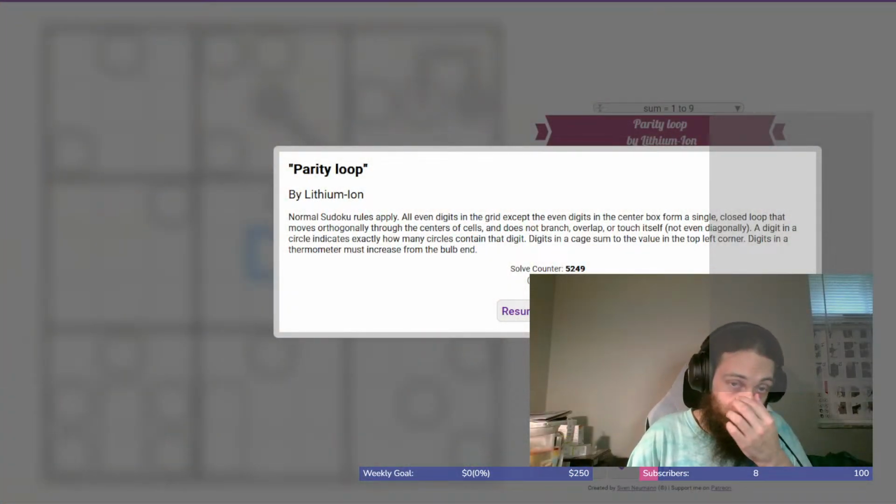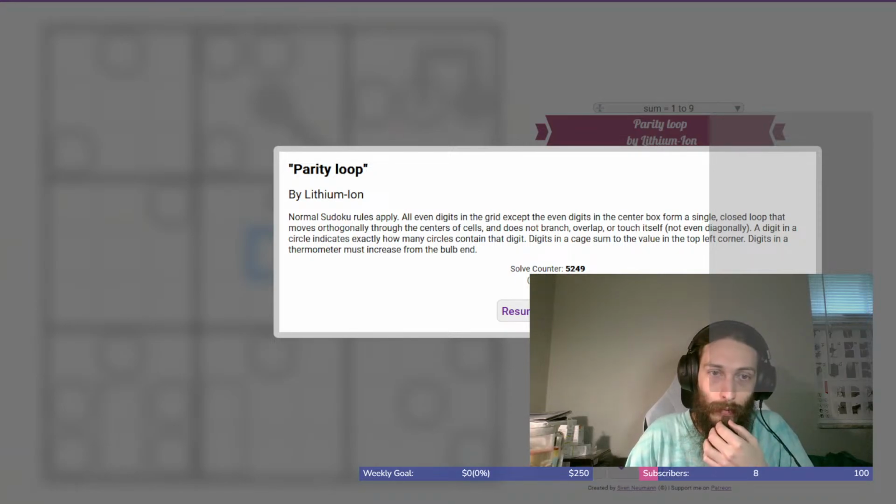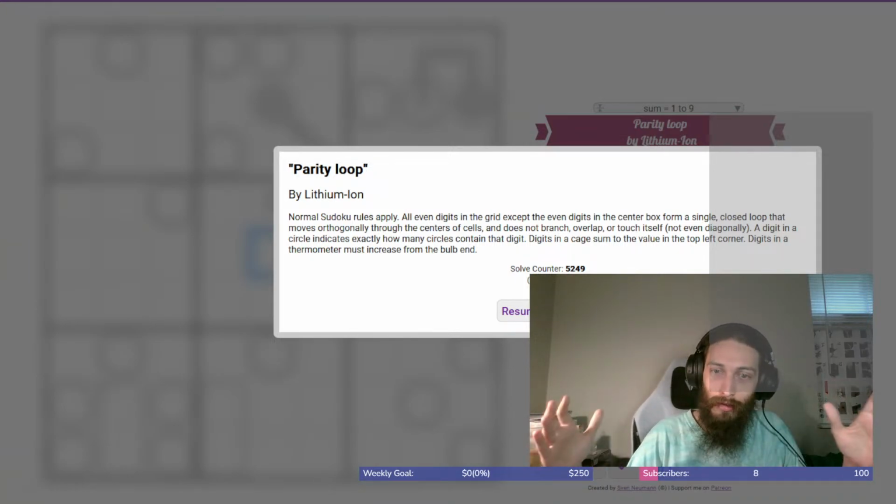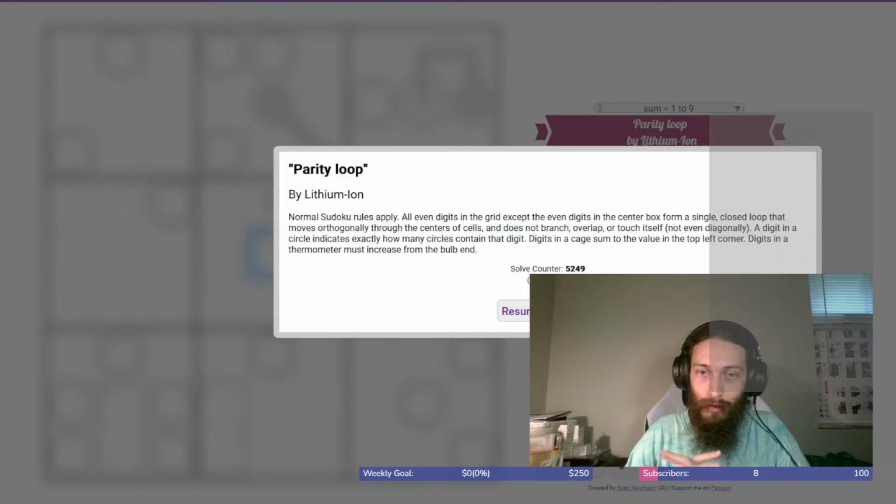Well, I guess it is time for doing some Sudoku. And last time we were in the middle of Parity Loop. We had gotten close to the end. We ran into an unreconcilable contradiction. Couldn't fix it in the short time that we had. So we're just going to start over from square zero today. So let us begin.